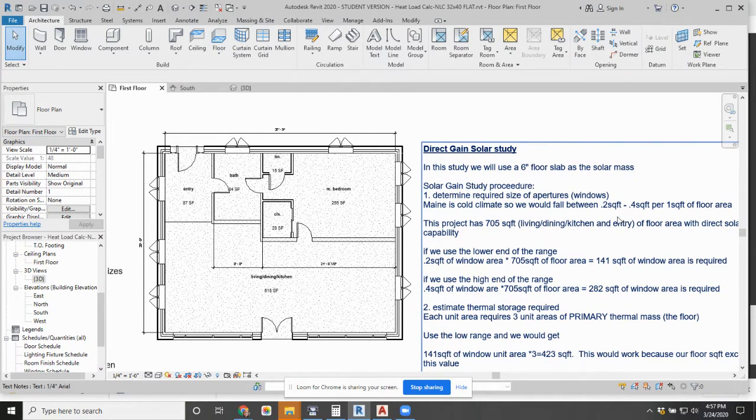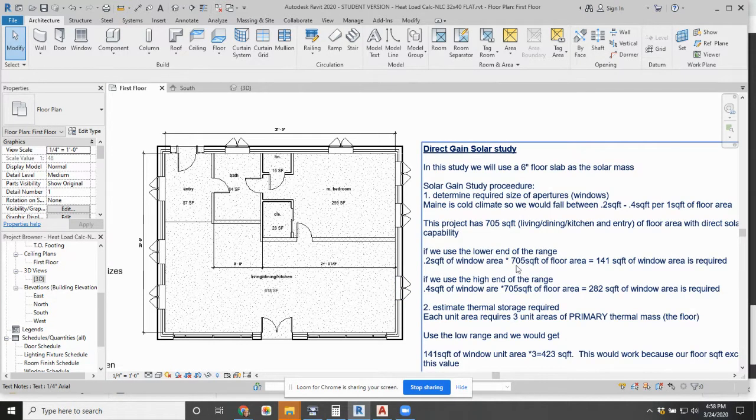In Maine, we are in that range of 0.2 square feet to 0.4 square feet per 1 square foot of floor area. So in this project, what I've decided to do is use all of this space right here from the entry into the living and dining and kitchen, because all of that space has the potential to get direct solar gain. So that adds up to 705 square feet. That's an important number. So when you look at your floor plans, don't just take the entire floor. You're going to take the portion of the floor that actually has the ability to have direct gain from solar radiation heat, okay?